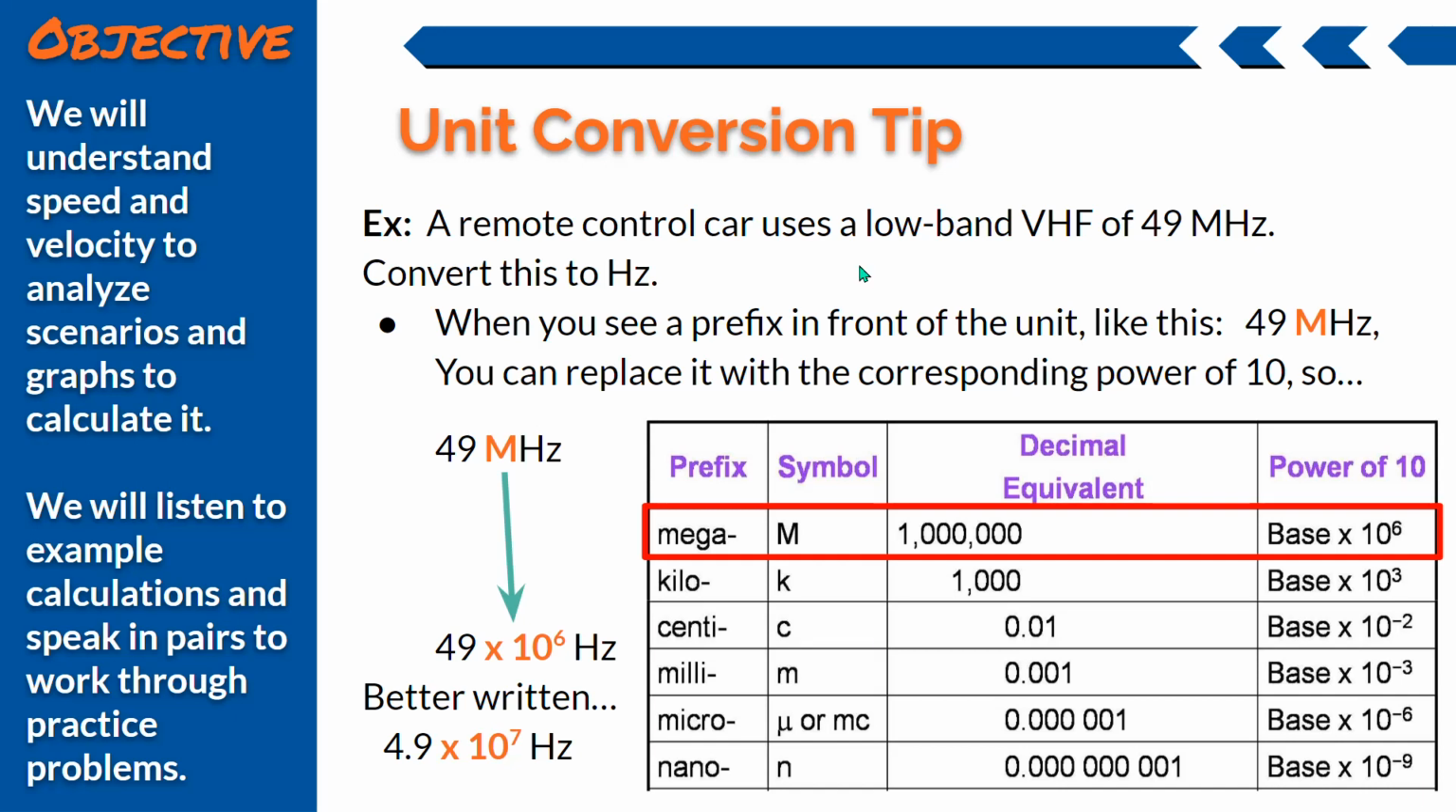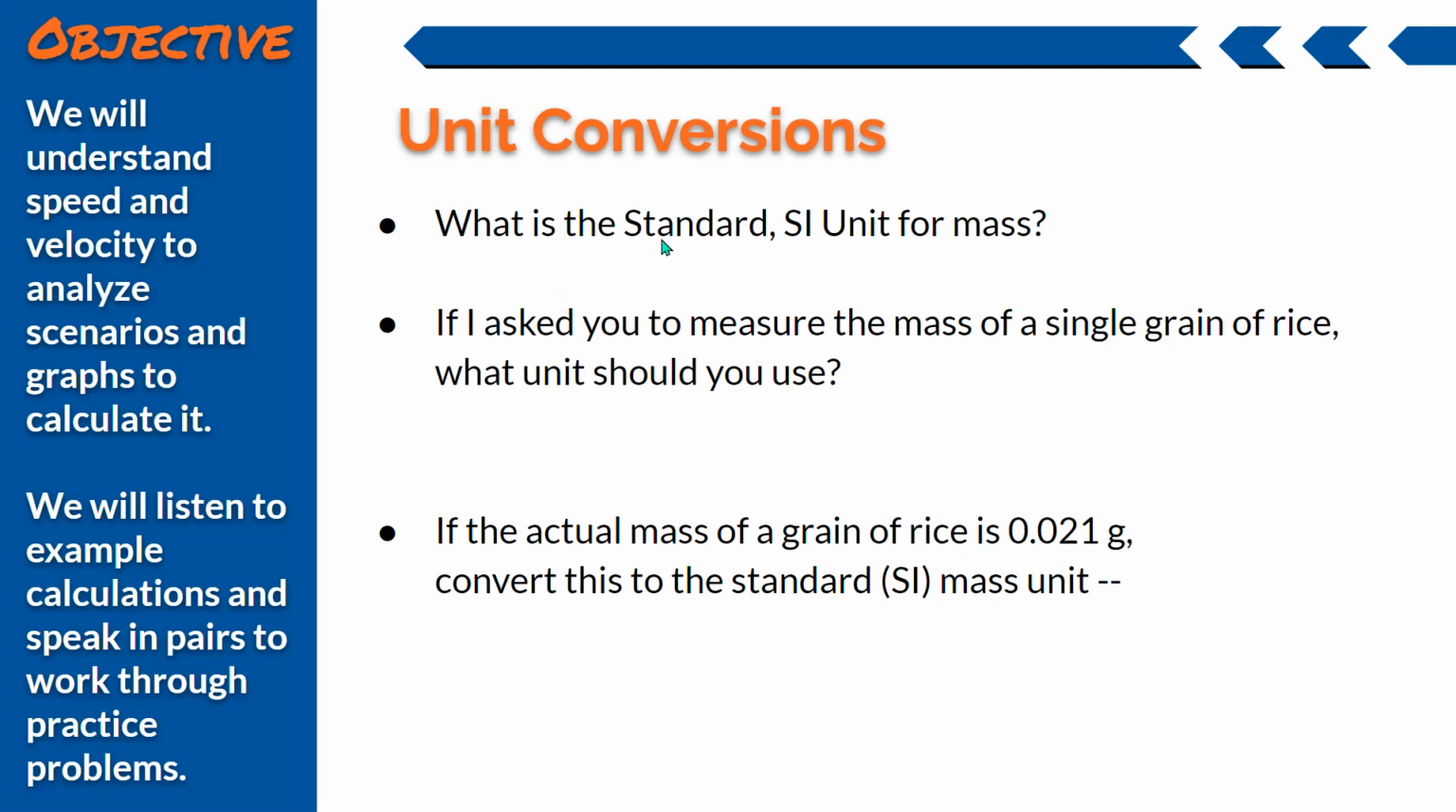So let's keep going through this. Anybody know what the standard SI unit for mass is? It is a kilogram. It's not a gram, surprisingly. It's a kilogram. Okay, kilogram is our SI unit for mass.